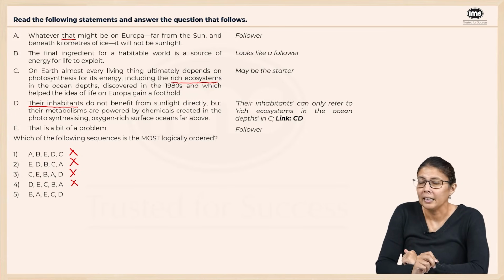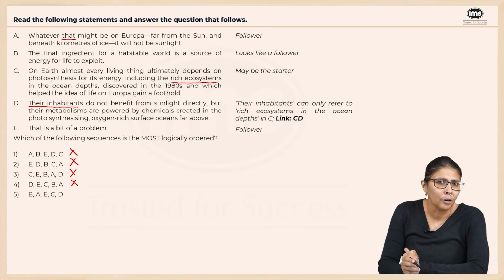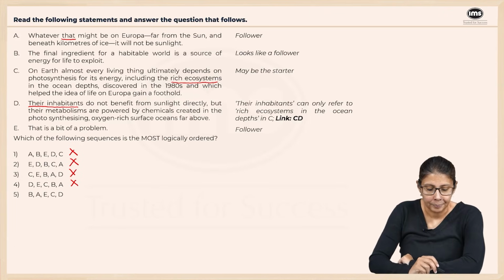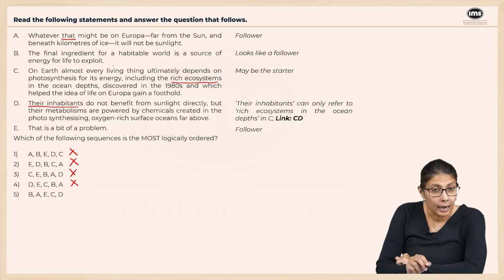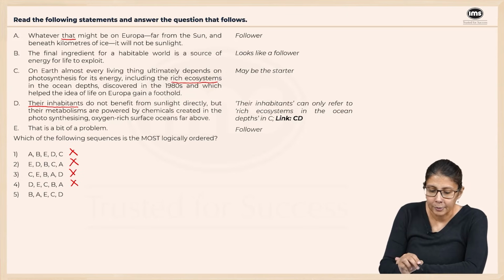Now, the only thing I now need to figure out is, does it make sense? Because B did not look like a starter, right? I thought C is the starter. But now, consider. I can start with B. I have introduced the idea that a source of energy is necessary in a habitable world. After that, if I go to A, whatever that might be refers to a source of energy. That can work. So, there does seem to be a BA link.